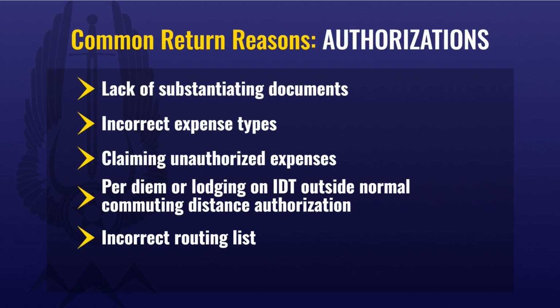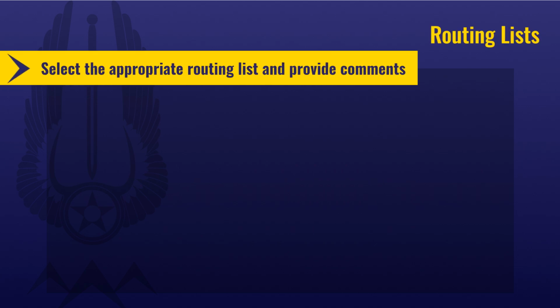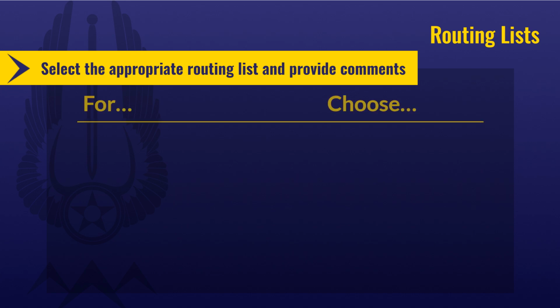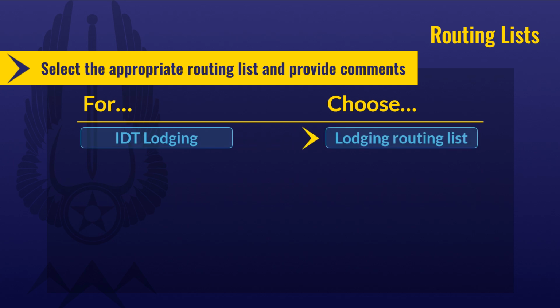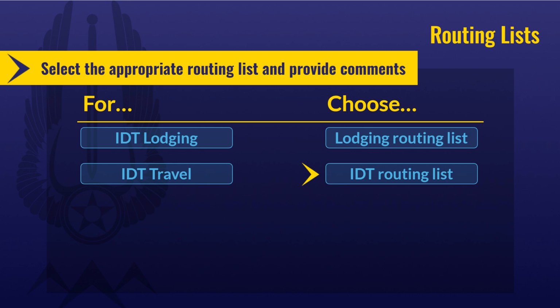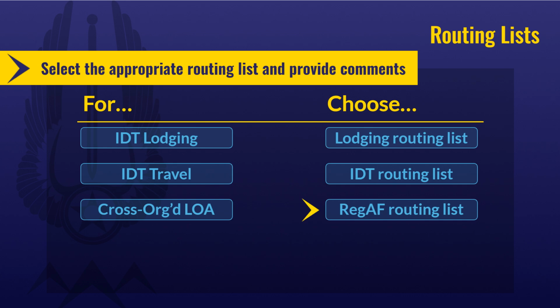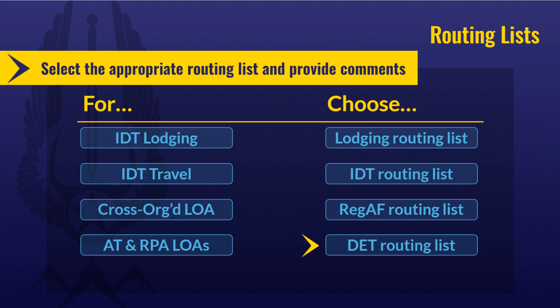If you use the incorrect routing list, your authorization will be returned. When creating your authorization, be sure to select the appropriate routing list and provide necessary comments. Here are the common routing lists you can expect to use for your IR service. For IDT lodging, choose the lodging routing list. For IDT travel, choose the IDT routing list. If you have a cross-org line of accounting, choose your unit's routing list. For AT and RPA lines of accounting, choose your detachment routing list.